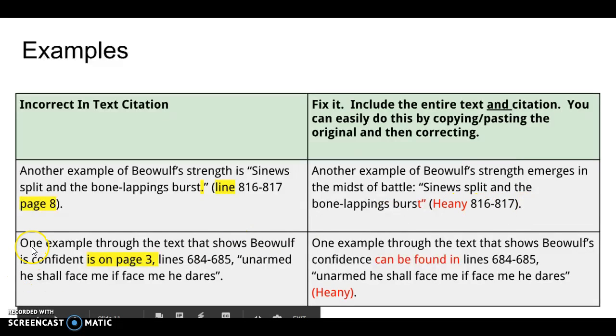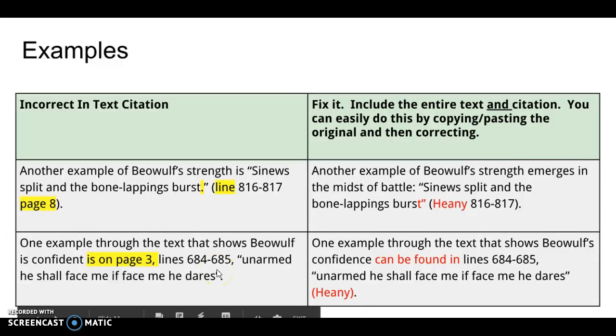Or let's look at this next example. "One example through the text that shows Beowulf is confident is on page 3, lines 684 through 685. Unarmed he shall face me, if he face me he dares." So this person thought they were good because they said on page 3, but that is not correct MLA in-text citation. What you can do is write "can be found in lines 684 to 685," then you put in your quote, and then you just put the author's last name in parentheses at the end of the quote. Now remember: quote, parentheses, and then the period.